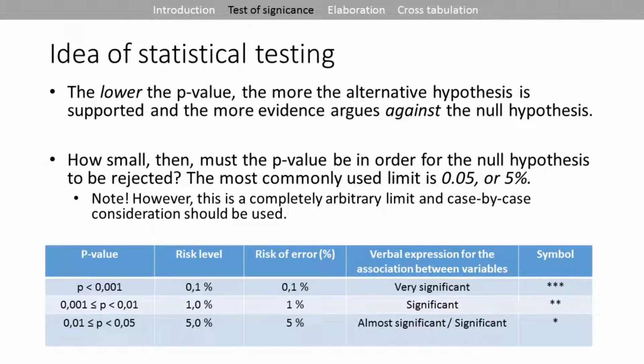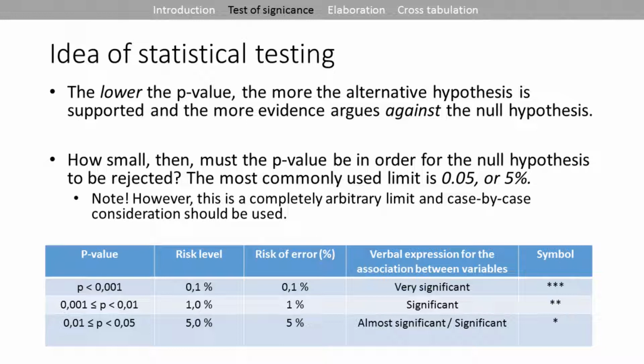Okay, the idea of the p-value is that the lower the p-value is, the more the alternative hypothesis is supported and the more evidence there is against the null hypothesis. So what is the limit that the p-value must be lower or higher than for the null hypothesis to be rejected? The most commonly used limit is 0.05 or 5%. Of course, this is an arbitrary limit, so this is what is commonly used, but some psychologists, for example, use the 10% mark. It depends on the researcher. It's a decision to make when you're conducting research.